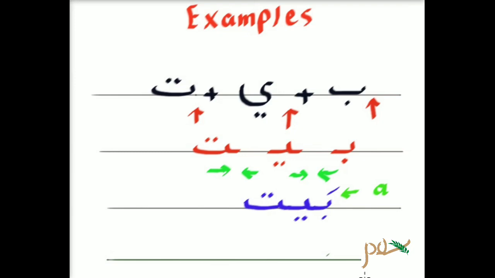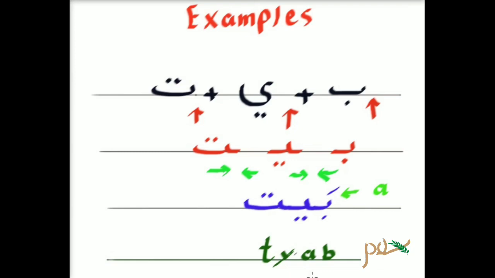Now we will transliterate these letters. Under the letter ba, we will put the letter B. And to transliterate this sign, we will put the letter A. It's a short vowel a. And under the letter ya, we will put the letter Y. And finally, under the letter ta, we will put the letter T.